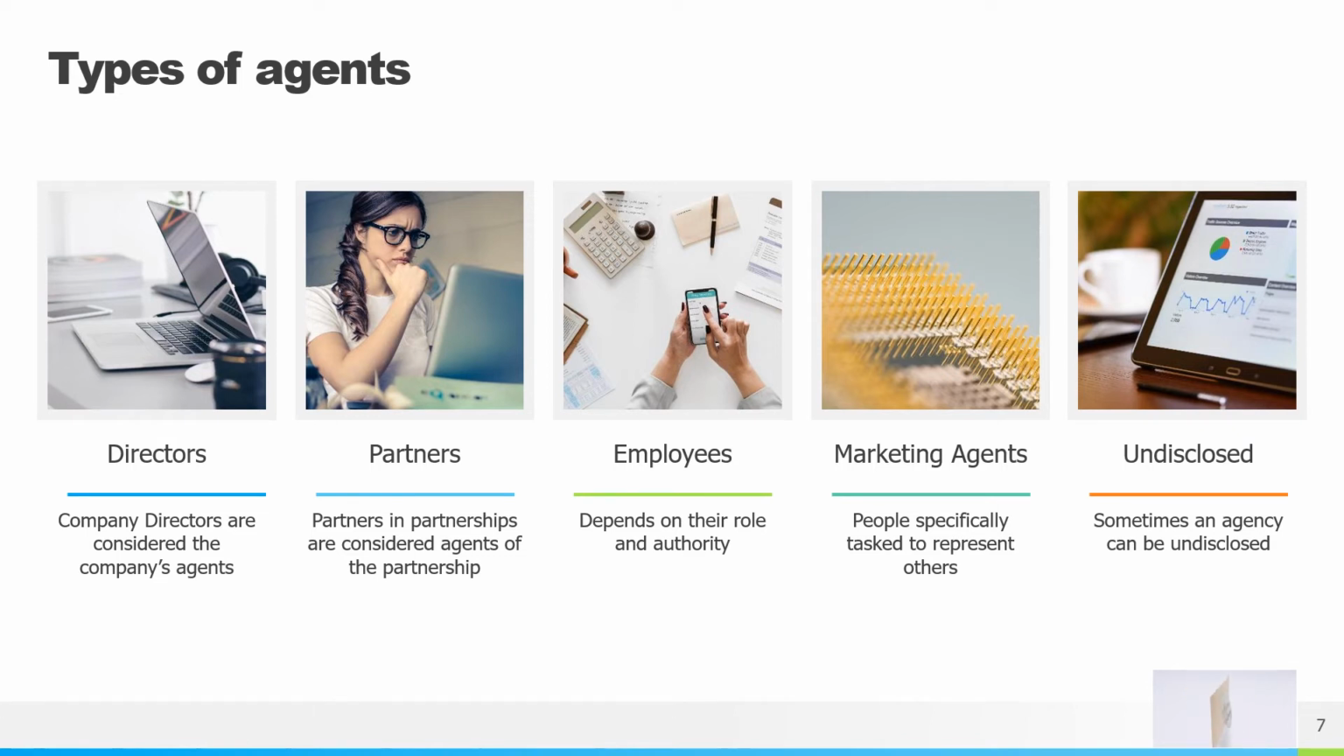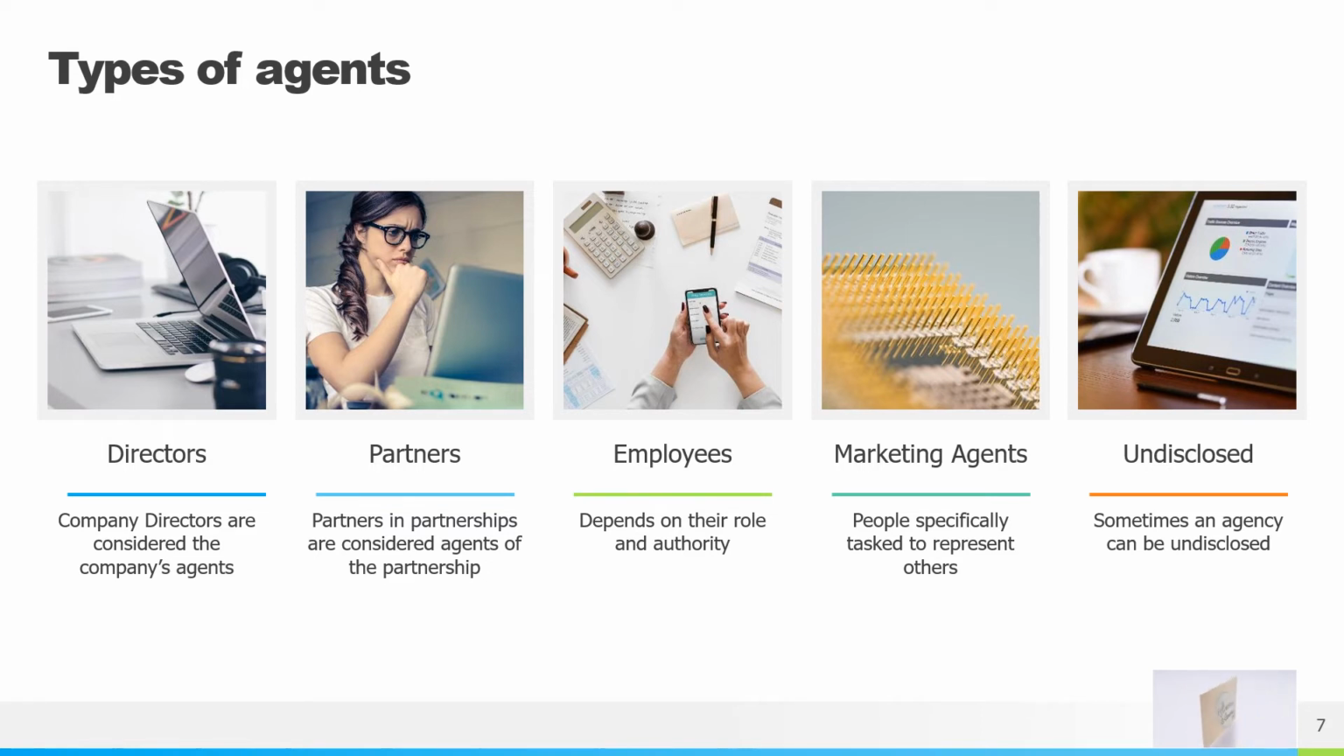Employees will normally be agents of the business if they're in marketing or sales or something that involves them interacting with the clients. But the mere fact that you're an employee does not automatically make you an agent. So I am an employee of the University of Westminster. This doesn't mean that I can walk down to Tesco's and order sandwiches for everybody on behalf of the university, because I don't have authority to make purchase decisions on behalf of the university.